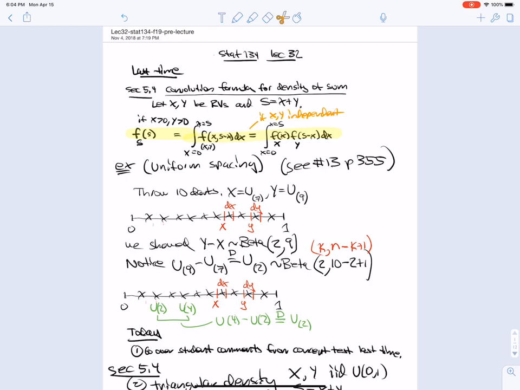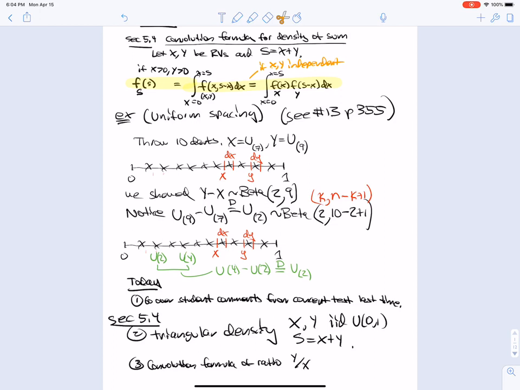So let X, Y be random variables with S equals X plus Y, where X is positive and Y is positive. So we have the convolution formula shown here. In particular, we showed if we throw 10 darts and X is the 7th order statistic and Y is the 9th order statistic, then Y minus X is a Beta(2,9). In fact, Y, the 9th order minus the 7th order statistic, is distributed like the 2nd order statistic, as you can see, since the 2nd order statistic is also Beta(2,9).